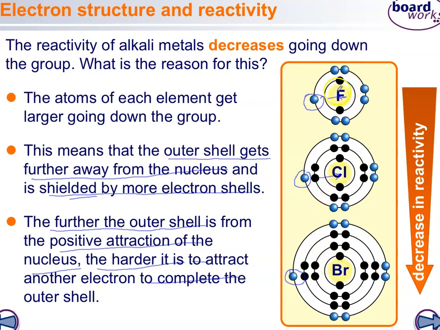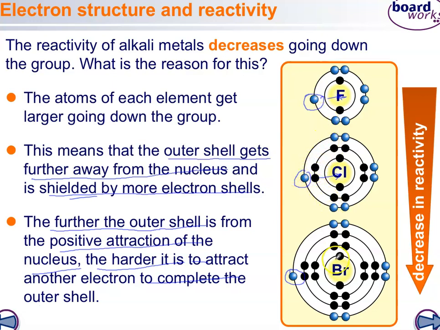So you realize that it is easier for fluorine to attract an electron to complete the outer shell than in chlorine, and it's also easier in chlorine than in bromine, and that's why reactivity decreases going down the group. It becomes difficult as you go down the group to attract an electron to complete the outer shell. The easier it is to attract an electron to complete the outer shell, the more reactive the element.